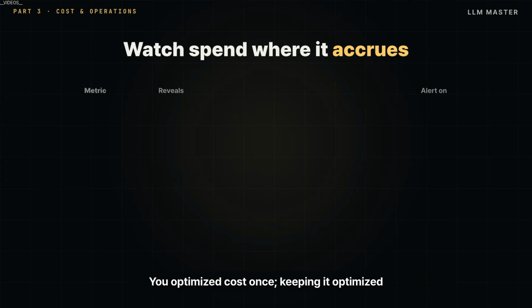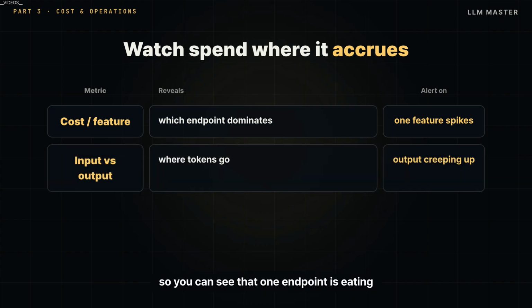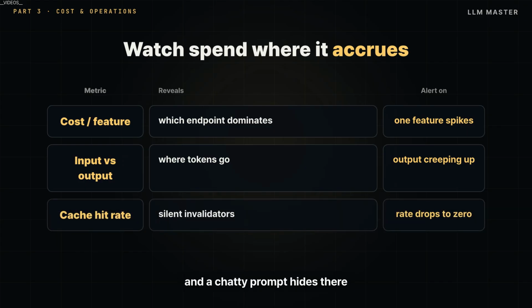You optimize cost once. Keeping it optimized is a different job. Cost observability means treating spend as a first-class metric you watch continuously, broken down where it actually accrues. A single blended number on your monthly invoice tells you nothing actionable. What you want is cost per request and per feature, so you can see that one endpoint is eating 80% of the budget. Token usage split into input versus output, because output is several times more expensive and a chatty prompt hides there. Cache hit rate, because a rate that quietly drops to 0 means a silent invalidator crept into your prompt and your costs just doubled with no code change you'd notice.